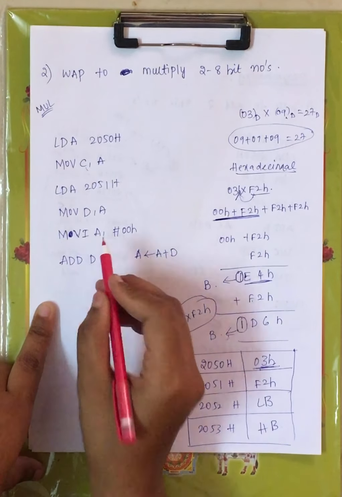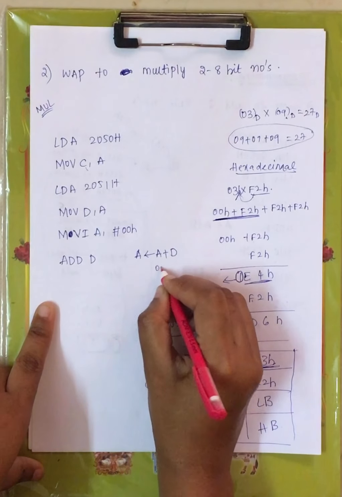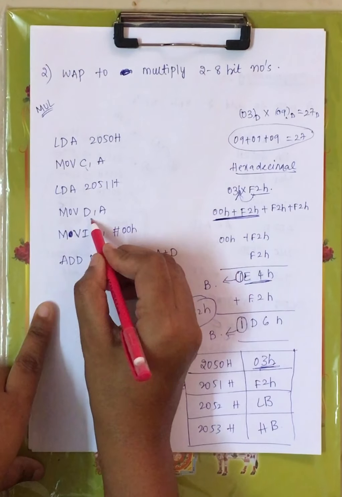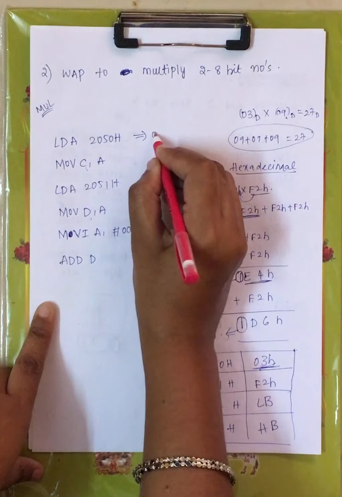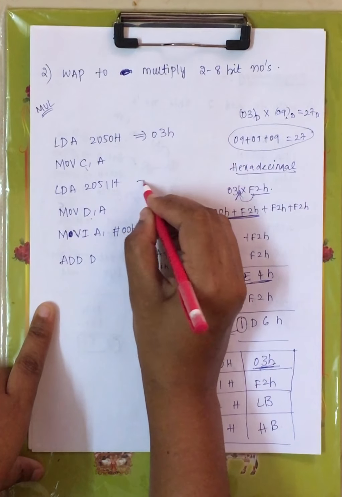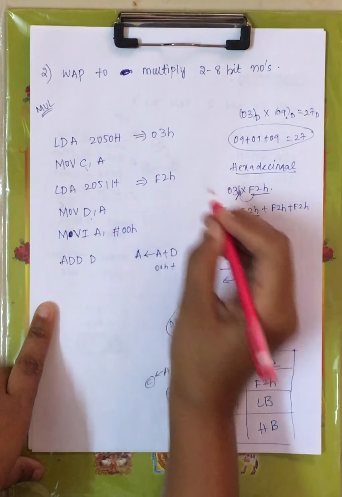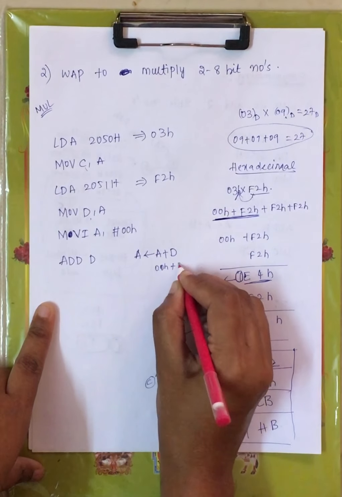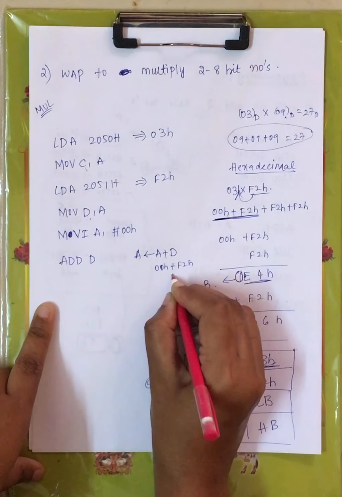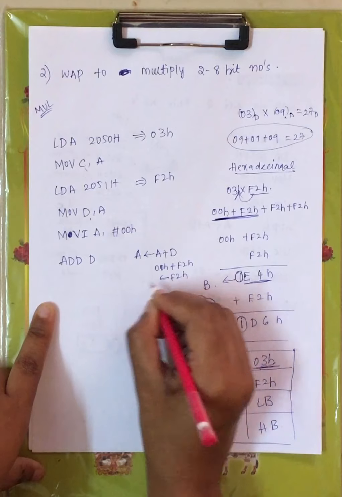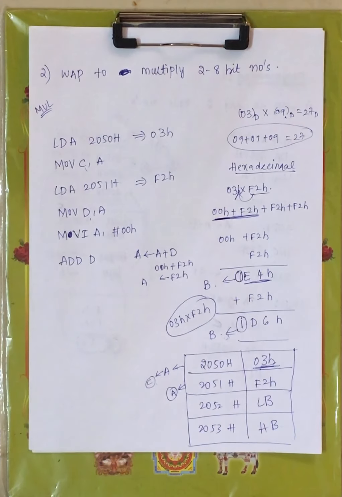Initially what is the contents of A? It is 00H. Now what are the contents of D? In 2050H we are storing 03H and in 2051H we are storing F2H. 00H plus F2H, what is the result? F2H, and this is reflected in A.